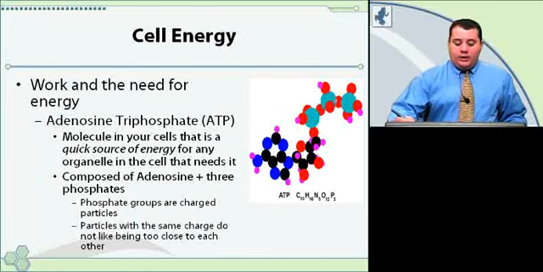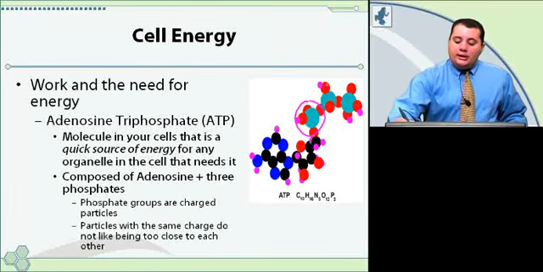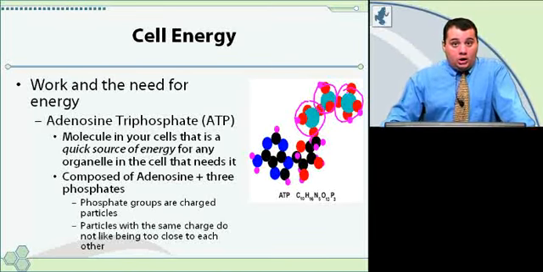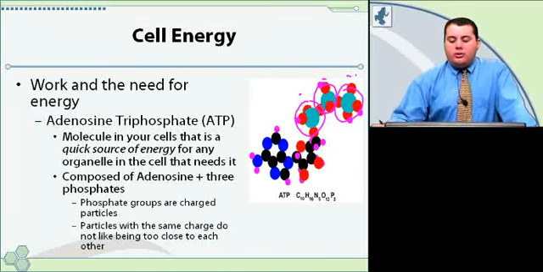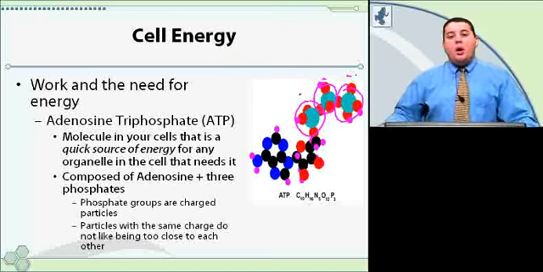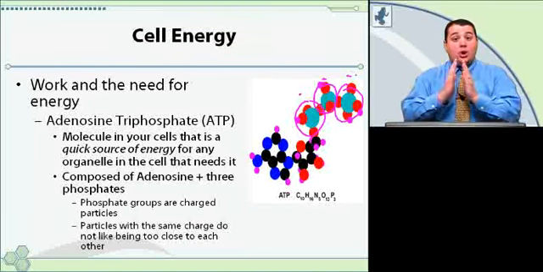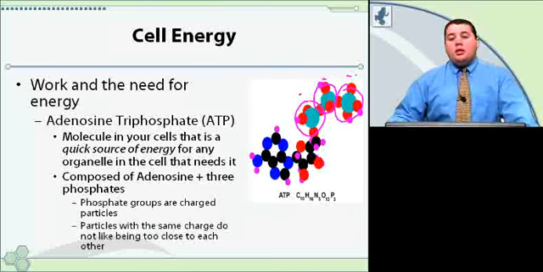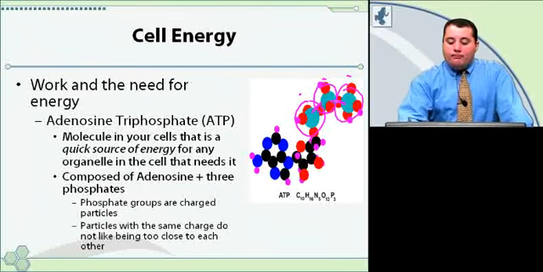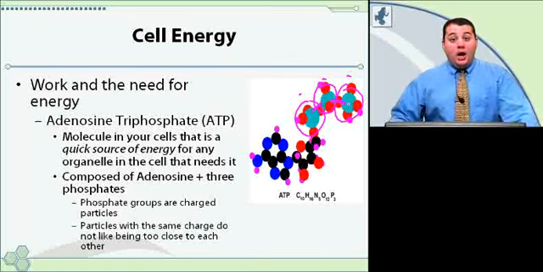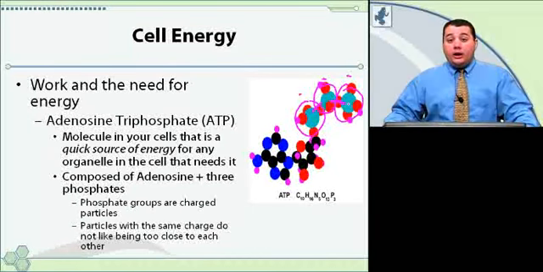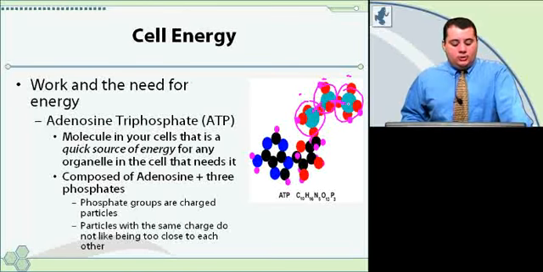These phosphate groups are slightly charged particles. Now, since they all have the same charge, remember that charged particles don't exactly like to be next to each other. It's like putting two magnets next to each other. They're going to repel each other. The same thing with these molecules. They have bonds that hold them together. But the reality is those bonds are kind of tight because those phosphate molecules don't want to be next to each other.